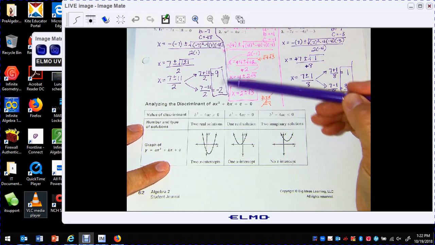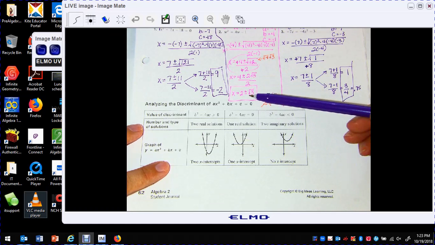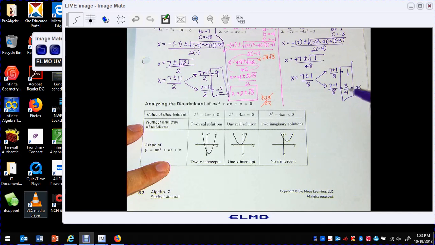Two real solutions. We got two real solutions here. We have two here because of the plus and the minus: 2 plus square root of 3 and 2 minus square root of 3. And we had 2 here.